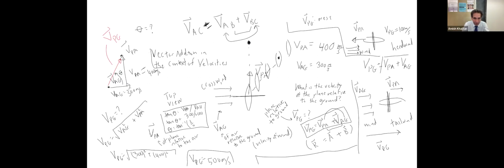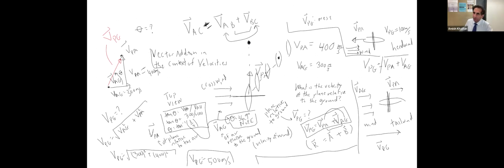And if you put that into a calculator, if somebody can check, you should get 36.9 degrees. This is 36.9 degrees north of east. Okay, that's the direction of the plane's velocity relative to the ground.